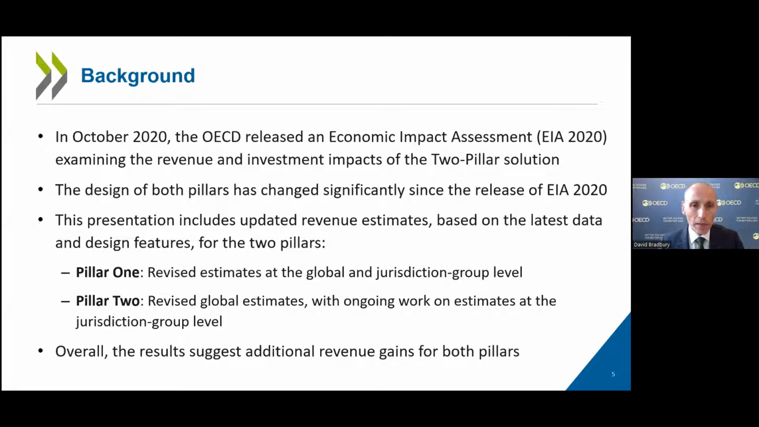Now, what we produce in these estimates at this point is global revenue estimates for both Pillar 1 and Pillar 2. But in the case of Pillar 1, we also produce jurisdiction group level estimates. And that means you'll see estimates that affect low income, middle income, and high income jurisdictions, as well as investment hubs. Now, we don't do that for Pillar 2 at this stage. We're carrying out ongoing work and do not have those results to share, but we will be sharing those results in the not too distant future when we release the next tranche of the impact assessment, which we expect to do in the coming months.